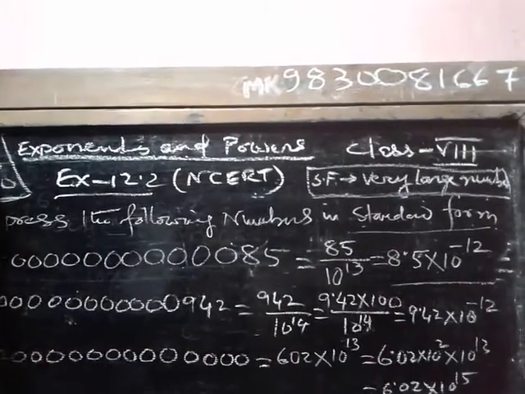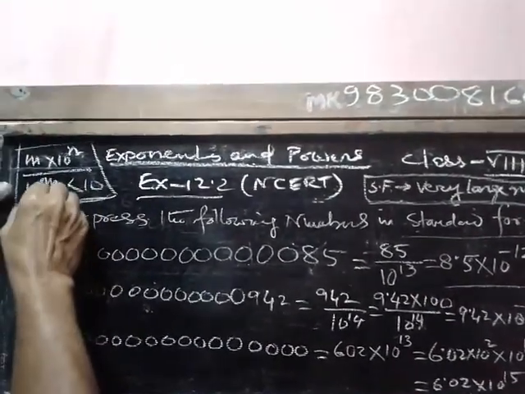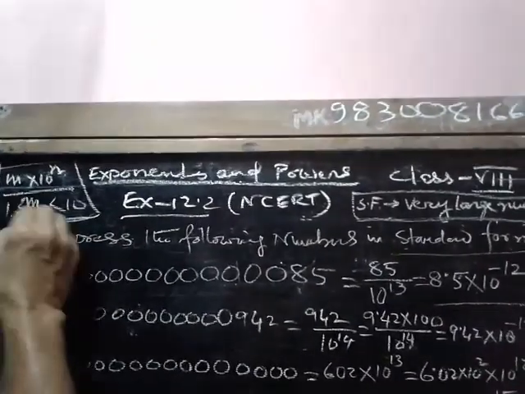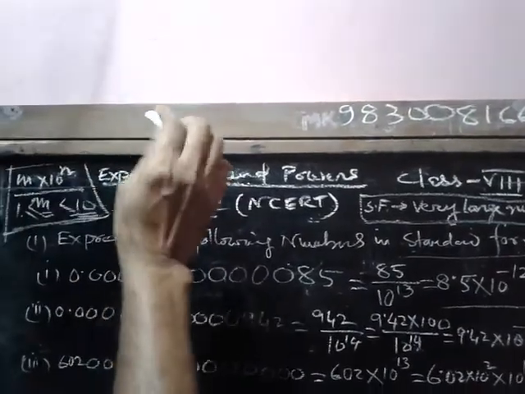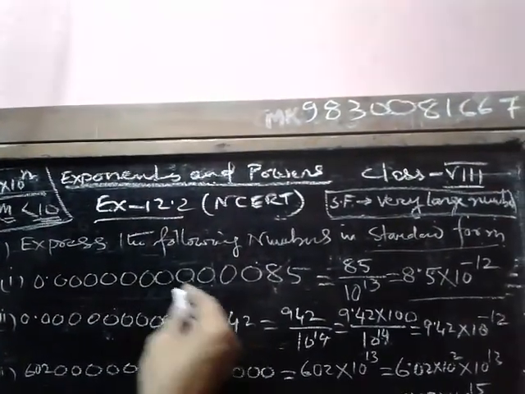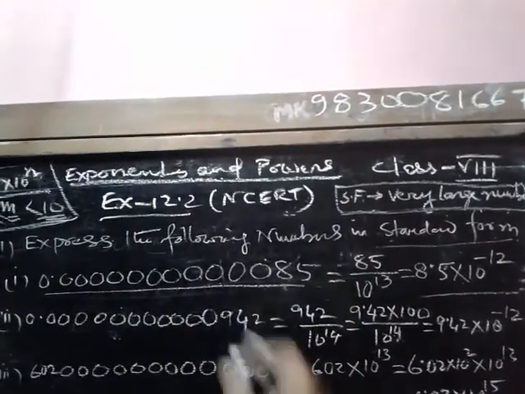Suppose any number is a into 10 to the power n, where a must be greater than or equal to 1 and less than 10, and n may be any negative or positive number. What does it mean? Suppose a number is given, you have to write it down in the standard form.